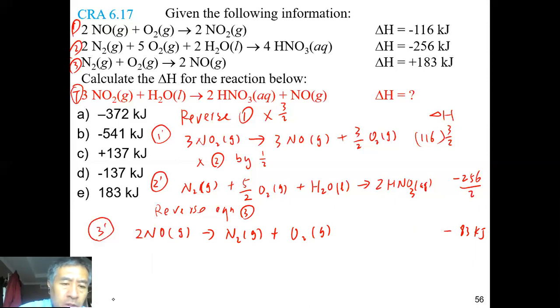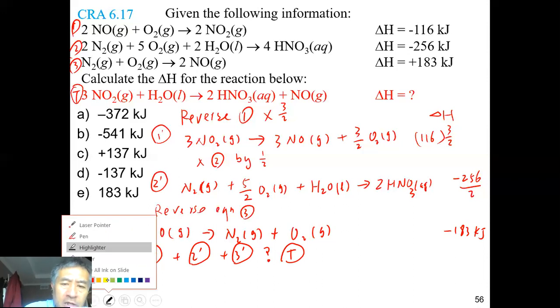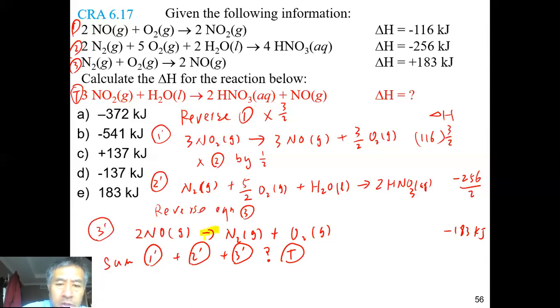Okay, so now let's check the addition. So we're going to sum 1 prime and 2 prime and then 3 prime, and see if that equals the target equation. Well, again, we will just mark those arrows and check those on the left side of the marked arrow, and then we compare with those on the right side. We compare the different side, also compare the same side. If they are on the same side, we put them together. If they are on different sides, then we cross them out.